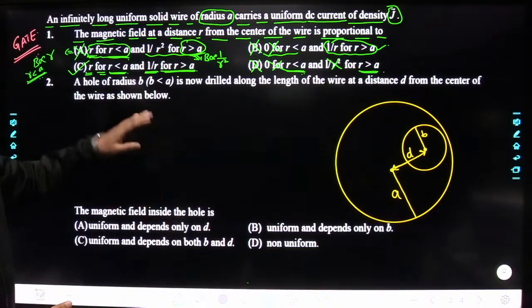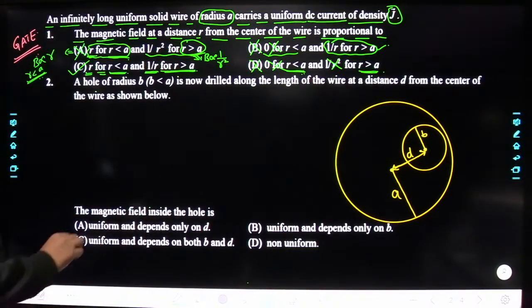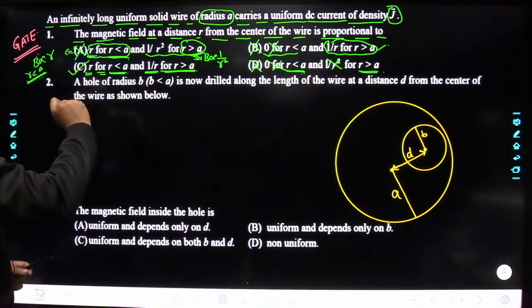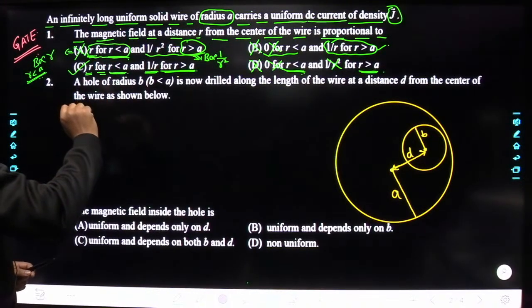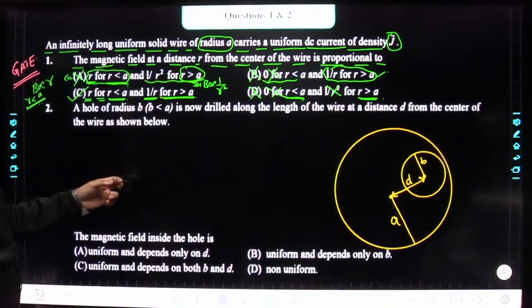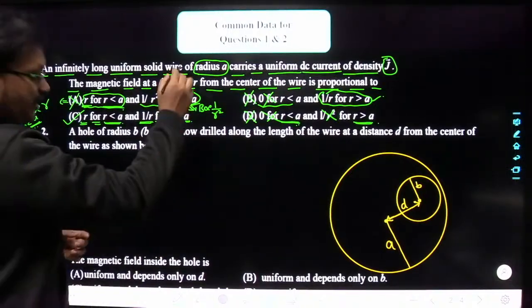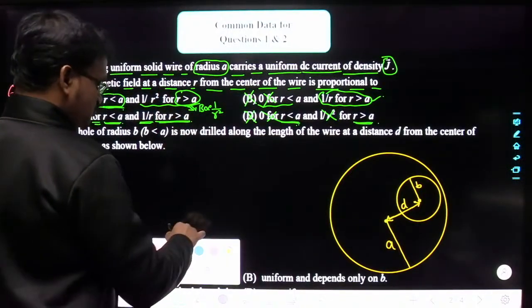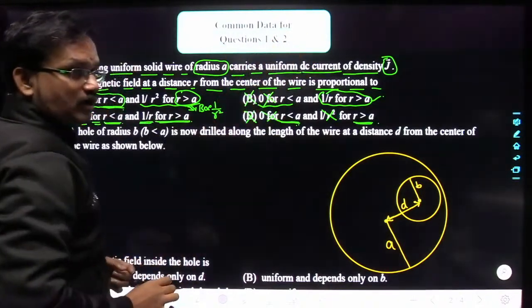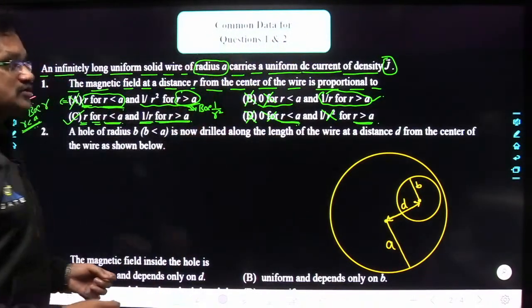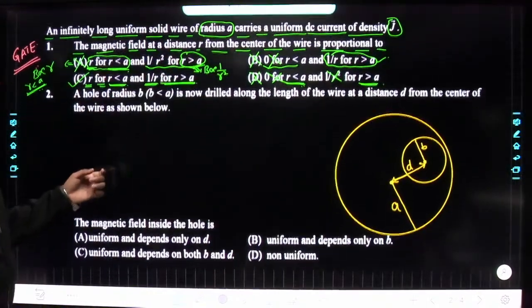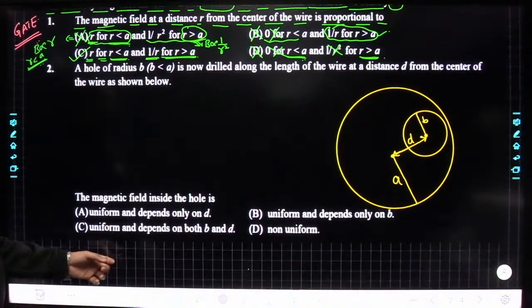This is a linked answer type question here. So that means the result of the first one is going to depend upon what? Actually, this is not linked, I think. This is common data here, common data for questions 1 and 2. So this data will be the same for the second question also.